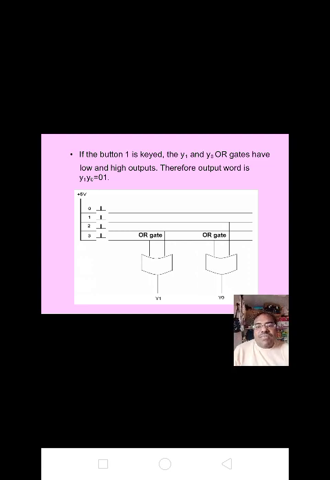That is, if the button 1 is keyed, then y1 and y0 OR gates have low and high outputs. Therefore, the output word is y1, y0 equal to 0, 1. If the button 2 is keyed, y1, y0 OR gates have high and low outputs. Therefore, output word is y1, y0 equal to 1, 0. If the button 3 is keyed, then y1 and y0 OR gates have high and high output. Therefore, the output word is y1, y0 equal to 1, 1.